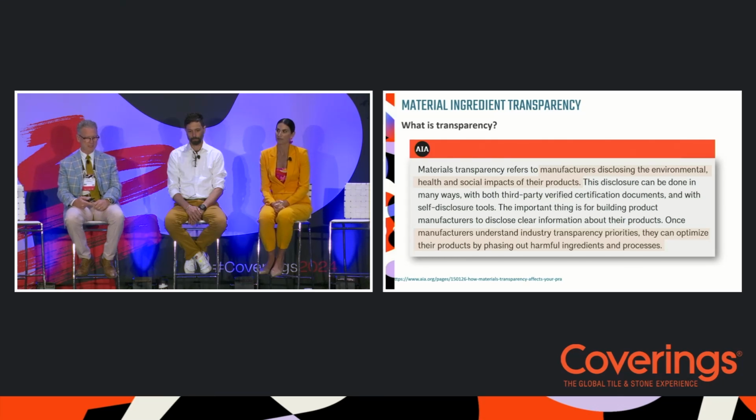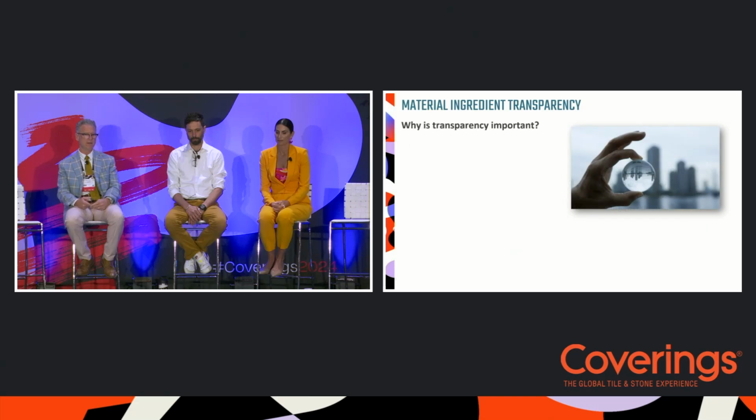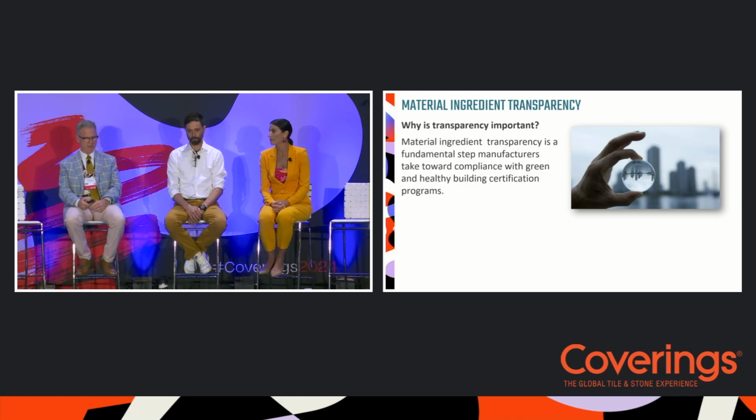And it's important because then designers can optimize their choices, and the manufacturers can also optimize their production techniques and their raw materials if they know that some of their materials may be harmful, for example. So transparency is important for those reasons. You know, we just need to make good choices.